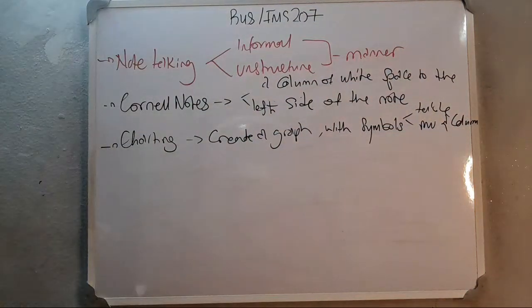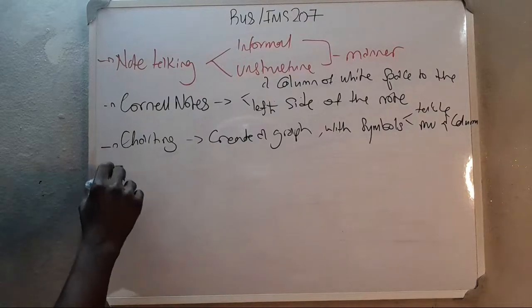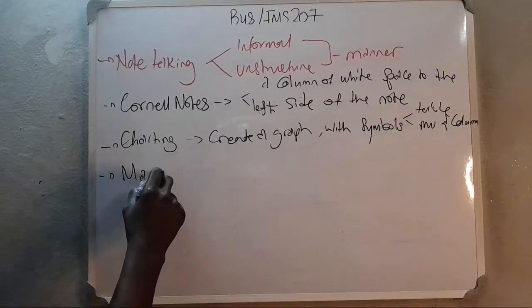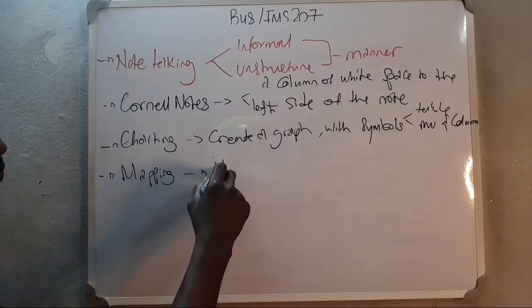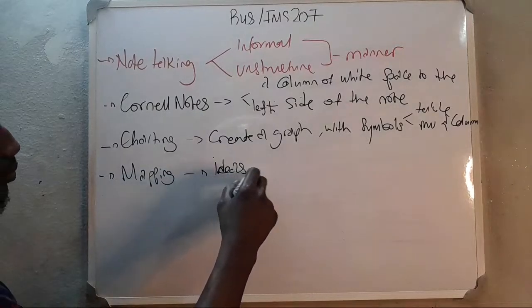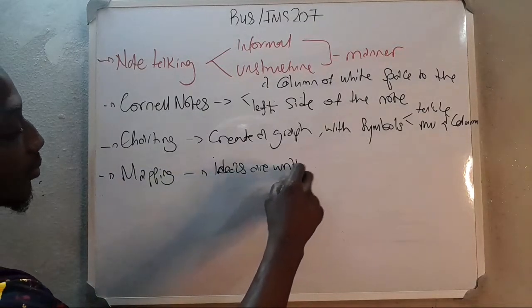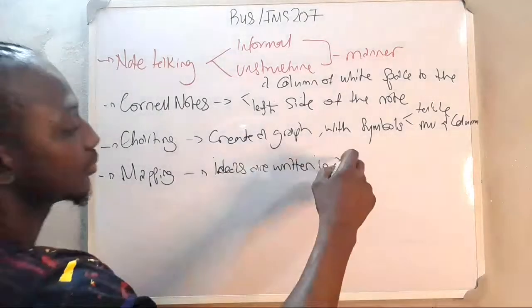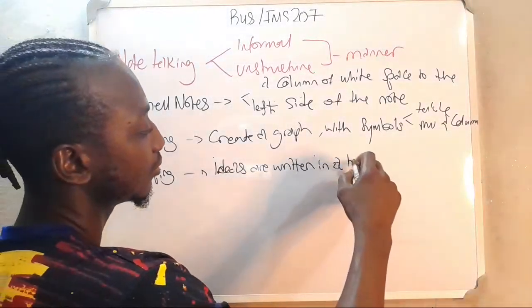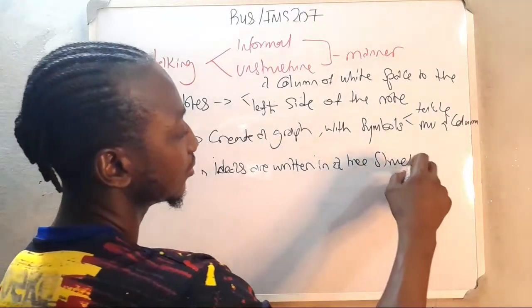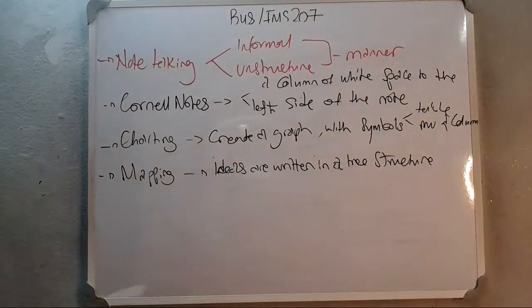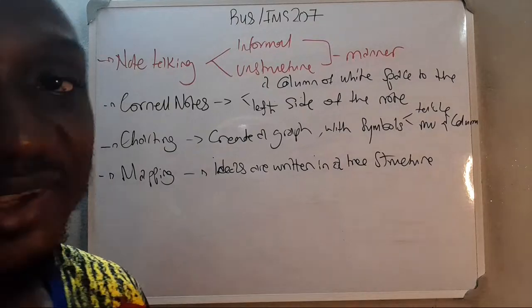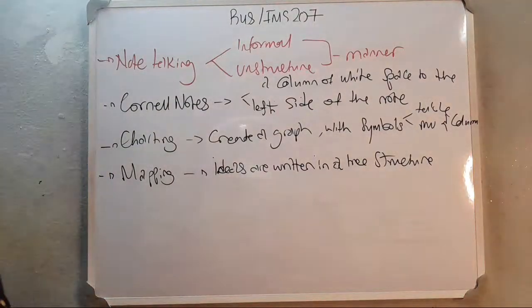Okay, we have mapping. Ideas are written in a tree structure, with branches connecting to stems, and leaves connecting together.